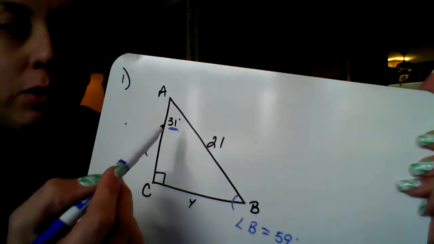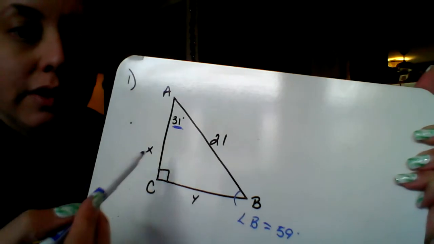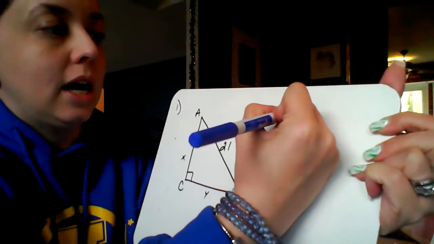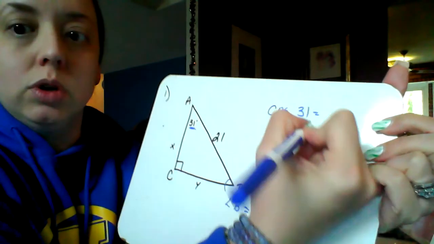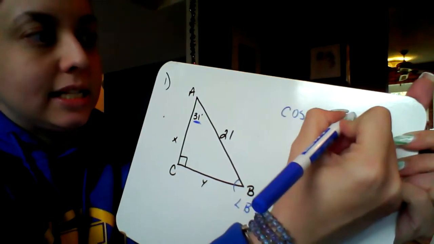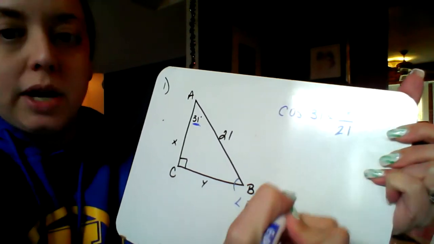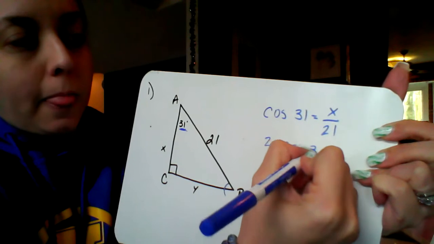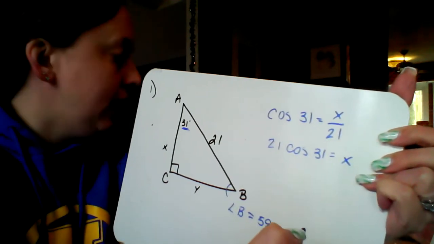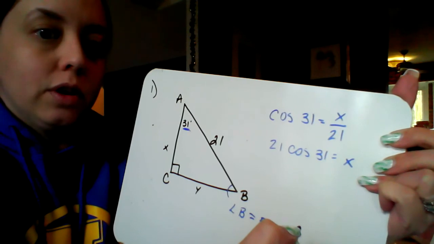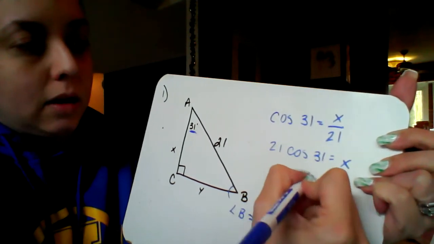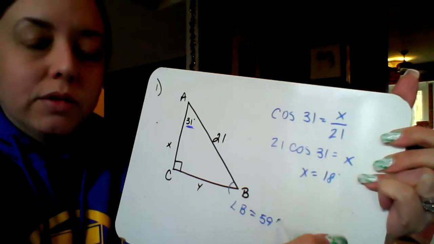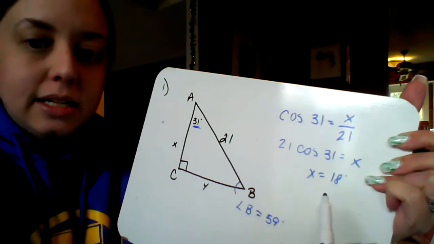Okay, so from 31 degrees, the 21 is the hypotenuse. If I were solving for x, the x side would be the adjacent side to the 31, right? So I'm going to go cosine of 31 equals adjacent over hypotenuse, right? So the adjacent is the x and the hypotenuse is the 21. To solve that one, you're just multiplying by 21. And you should get 18 when you plug that in your calculator. If you don't get 18, that means your calculator is probably in radians instead of degrees. If you don't remember how to fix that, let me know.